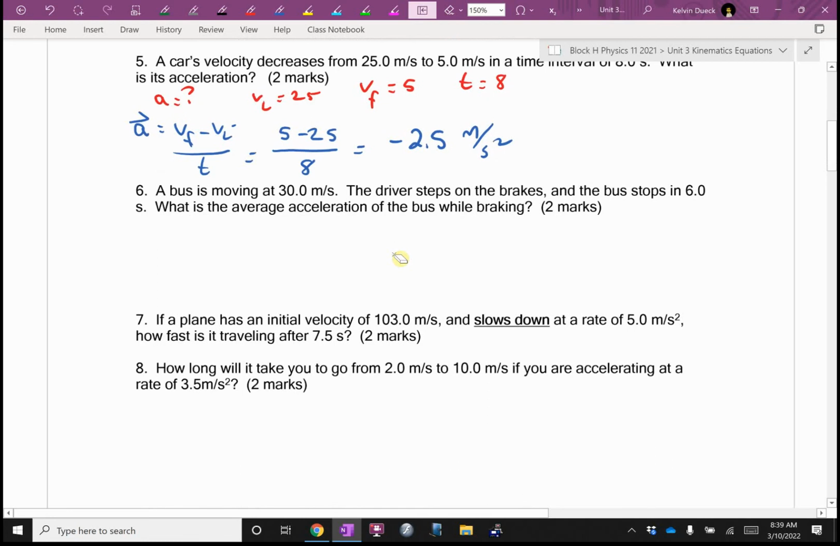5 to me is a good question. I told you there was a couple of questions in here that were phrased badly. I'll let you know when we get to them.